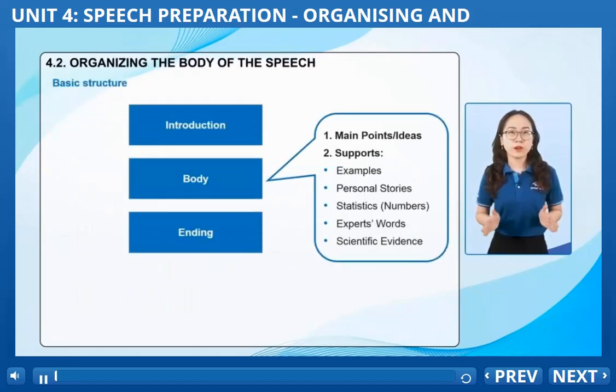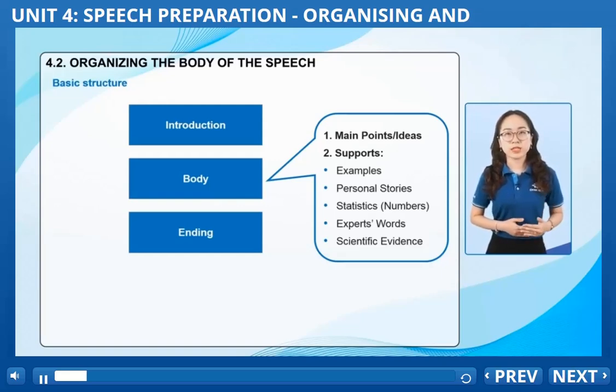So the body parts of a speech include the main points, or we call luận điểm, and supporting ideas, or we call luận cứ. So the main points are the central feature of a speech. You should select them carefully, phrase them precisely, and arrange them strategically. So how do you choose the main points then? Sometimes they will be evident from your specific purpose statement.